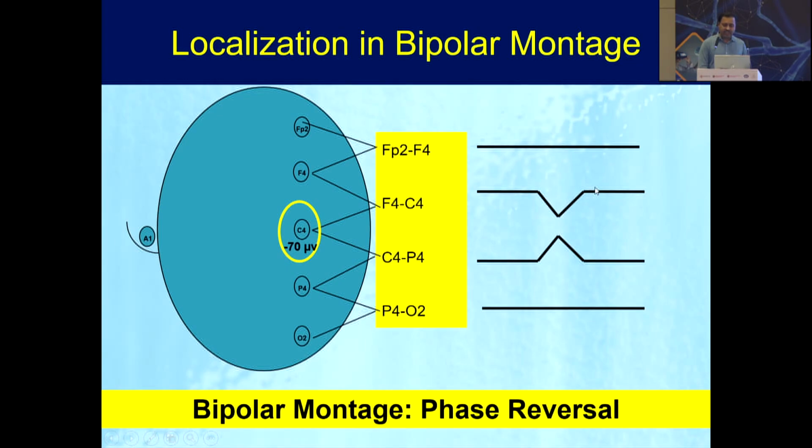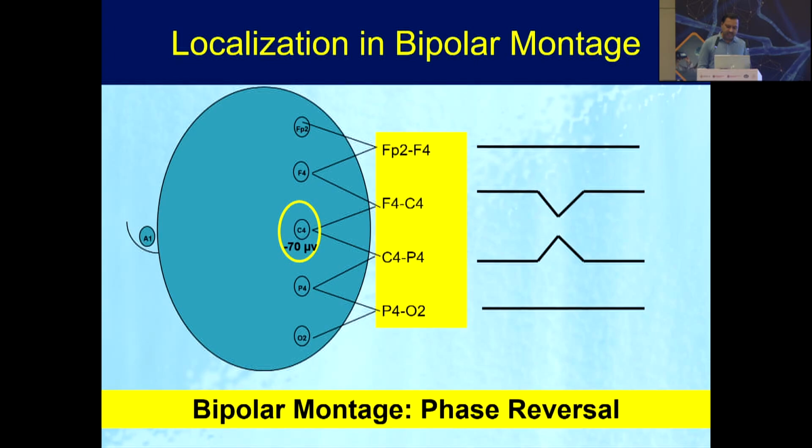So phase reversal, you see, is not about absolute potential or negativity here. Because the electrodes are placed in a particular manner, if there is negativity in one particular electrode, the two adjacent channels will show this reversal of phase, and it is reversing across these two channels. The common electrode is C4, so we know that the maximum potential is at C4, okay? That is how we try to localize in bipolar montage, through the help of this phase reversal.